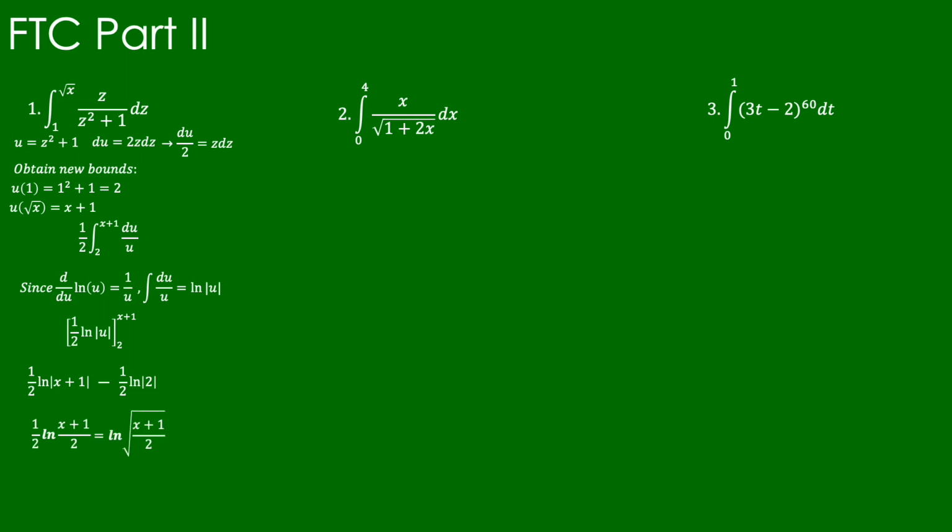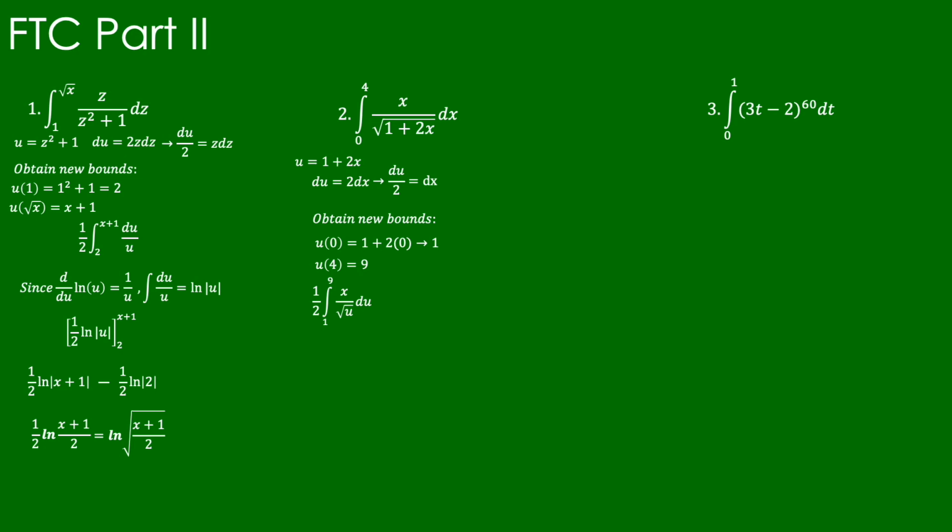In the second example, let's again use u sub. Remember, you can take the constant. du is 2 dx. Divide that by 2, you get dx. Now again, we want to obtain our new bounds. To do that, we plug in the lower bound of 0 this time into the substitution 1 plus 2x. So we get 1 out of that. Plug in the upper bound 4, we get 9 out of that. So the integral now becomes the integral from 1 to 9 of x over the square root of u du.